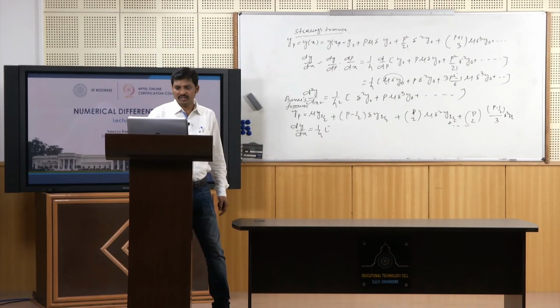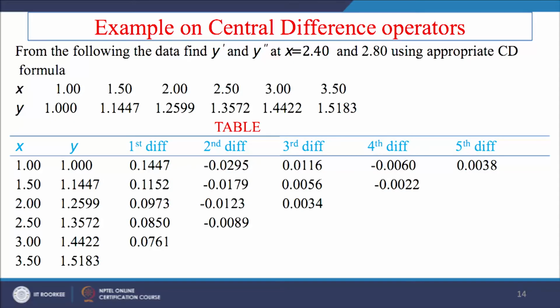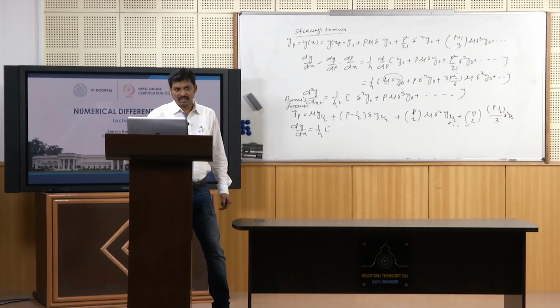Since we have 6 points here, we can consider the differences up to fifth order. And if it is asked to use Stirling's formula and Bessel's formula for error approximation up to, suppose, third order term, then up to third order we can consider, and for the immediate next term we can consider the error form. First we compute these derivatives at those values.